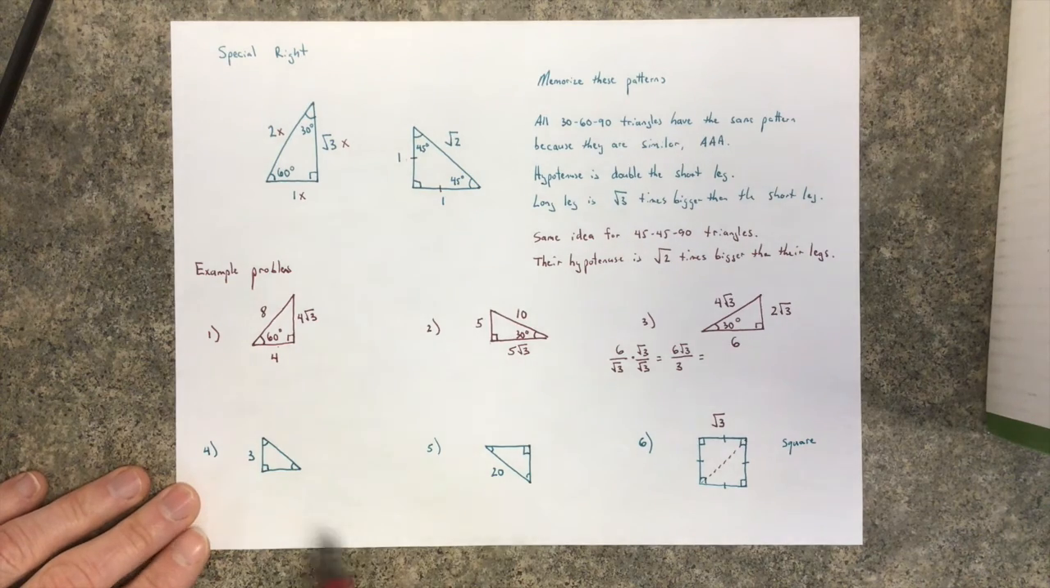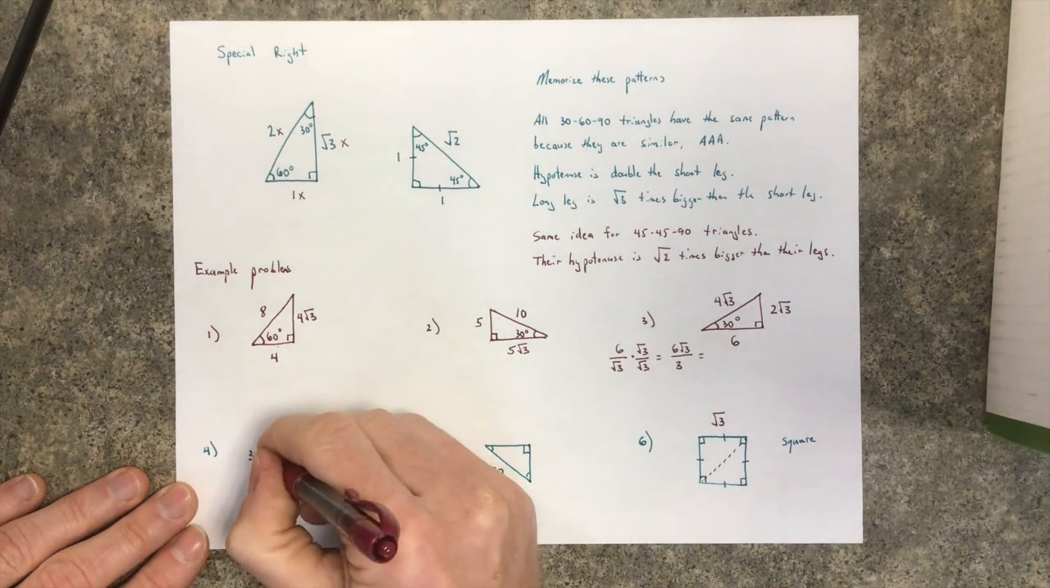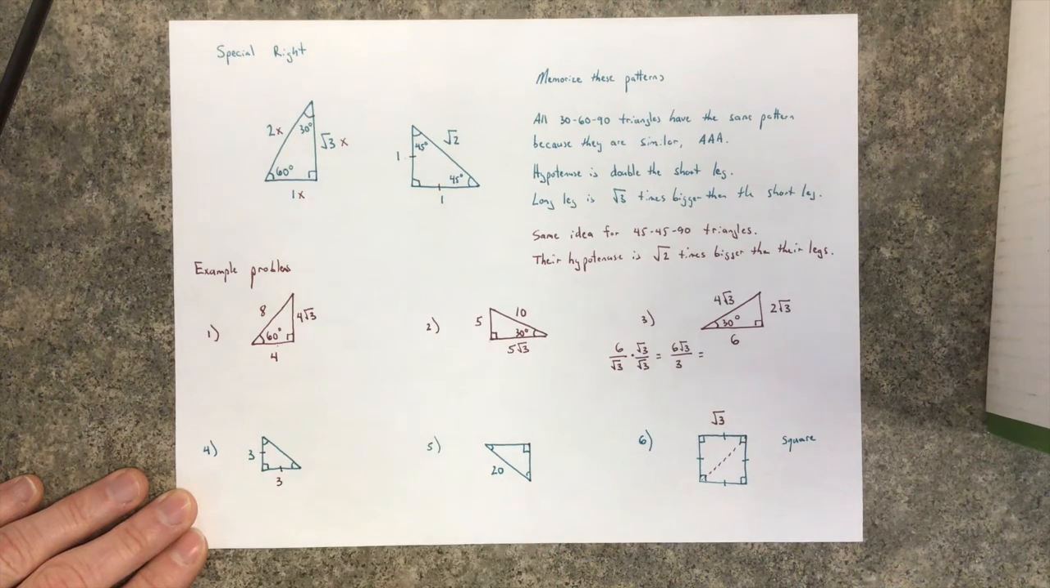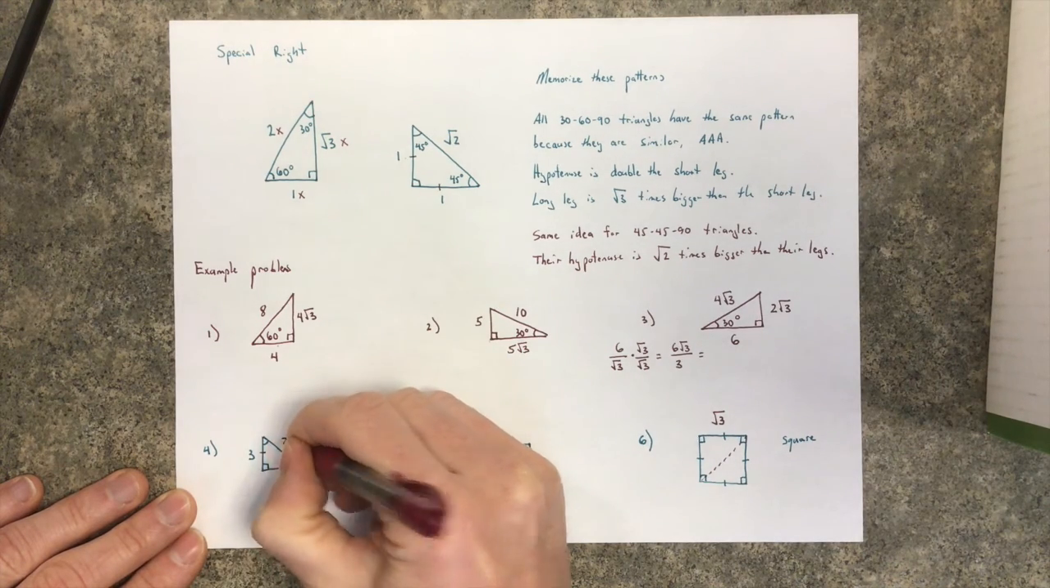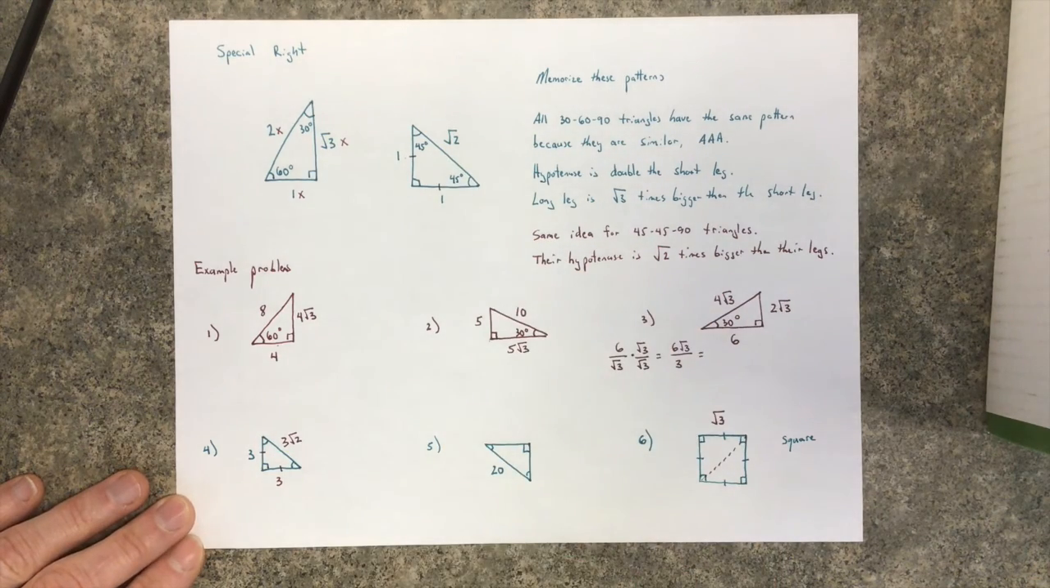How about this one now? Now all of these, see how these are labeled as the same angle, which means those sides are the same, which means it's a 45, 45, 90 triangle. So if that's 3, that's 3. But if that's 3, that's 3 radical 2. Because I know the hypotenuse is the square root of 2 times bigger than the short leg.